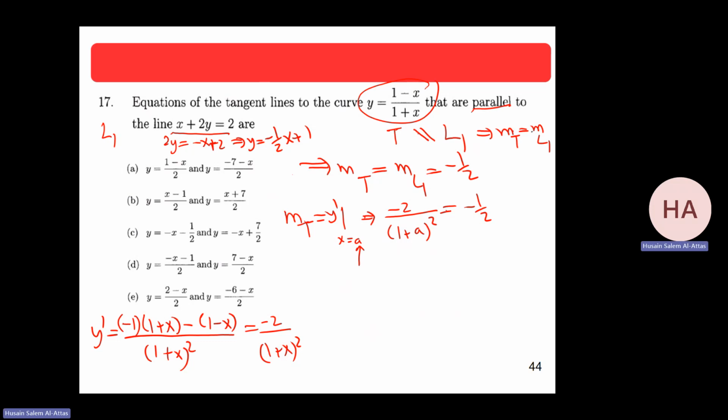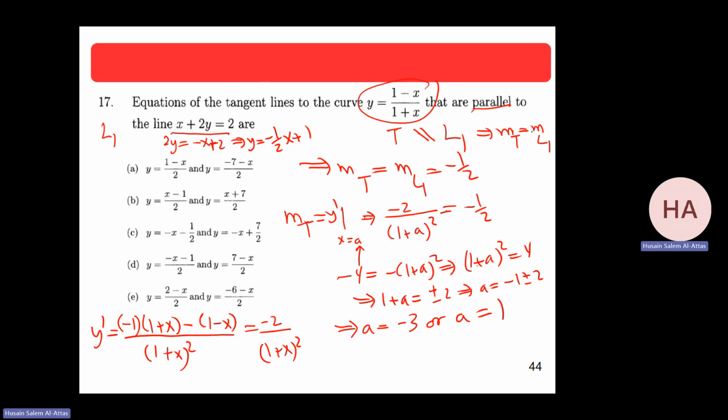Okay, I'm trying to find a now. So I have minus 4 equals minus 1 plus a squared. In other words, 1 plus a all squared is equal to 4. So 1 plus a equals plus or minus 2. So a will be minus 1 plus or minus 2. So a equals minus 3, or a is equal to 1.